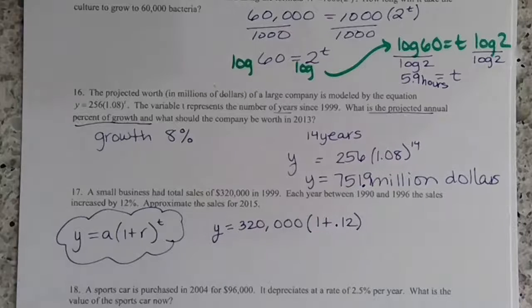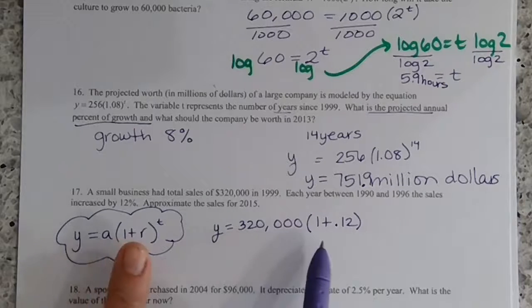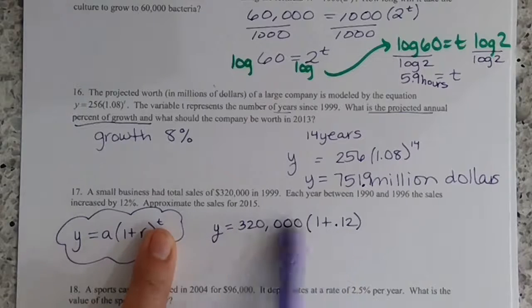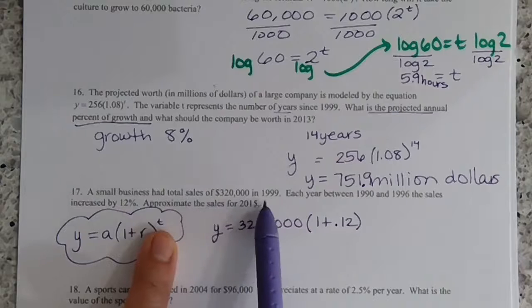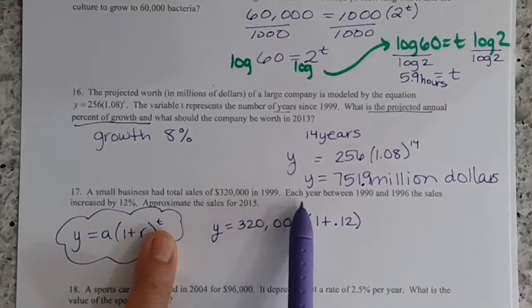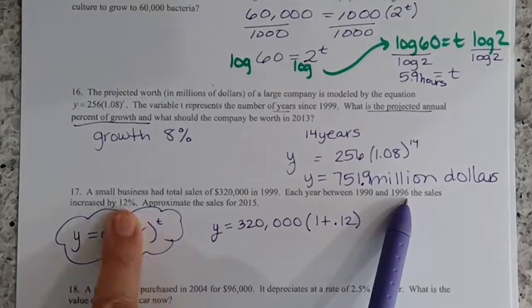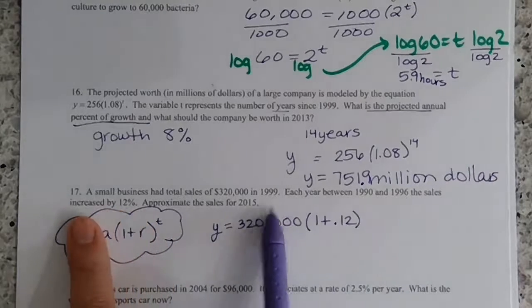So I went to set this problem up, and we know it's growth, got it. Our principal value is 320. Our interest rate was 12%, so 0.12. Time, I had to read this a couple times. So this is the sales in 1999, and then it says each year between 1990 and 1996, they increased by 12%, approximate the sales for 2015.